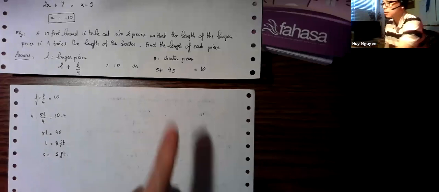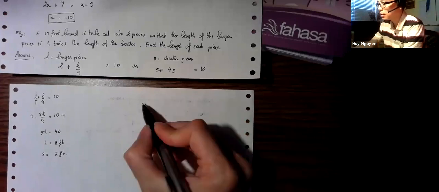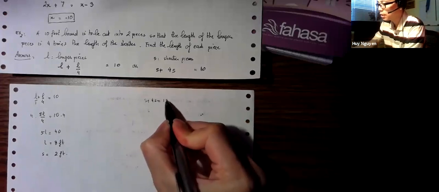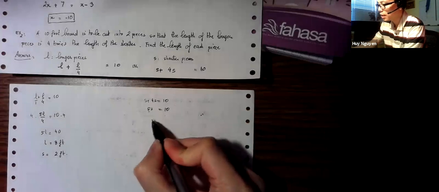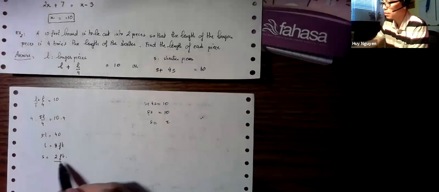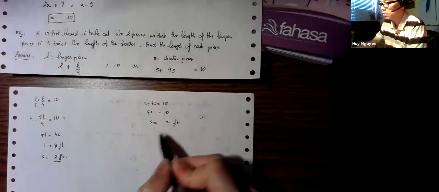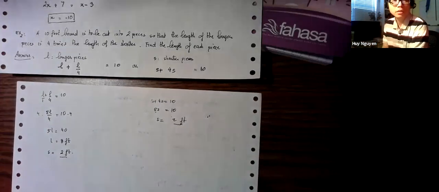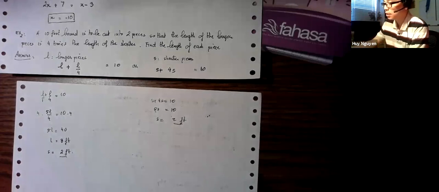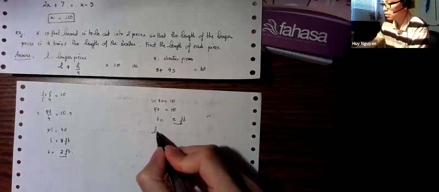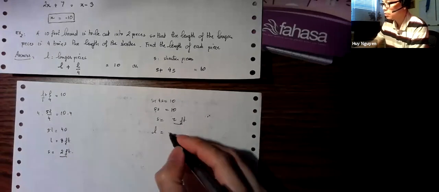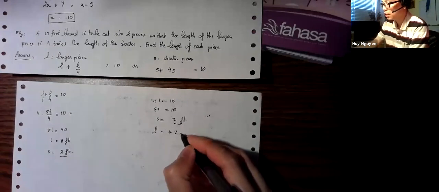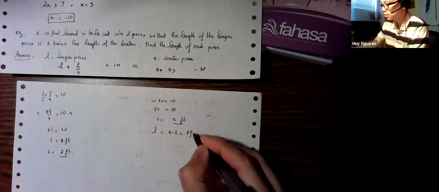How about this? Same thing over here. See, S plus 4S equals 10. So 5S equals 10, S equals 2. You see that? Same. But one equation will give you the longer piece first, the other equation gives you the shorter piece first, then the longer piece will be 4 times, so 4 times 2, 8. Same thing. Everything the same.